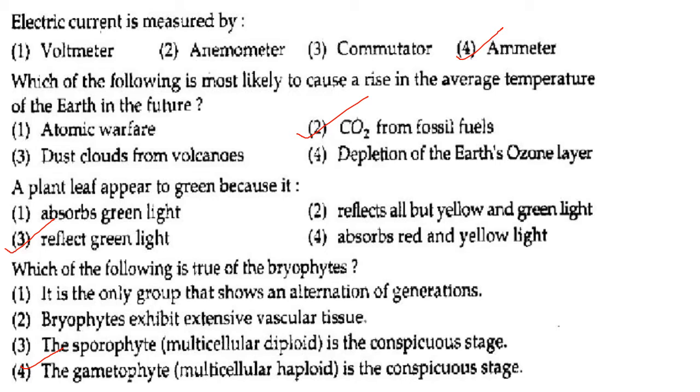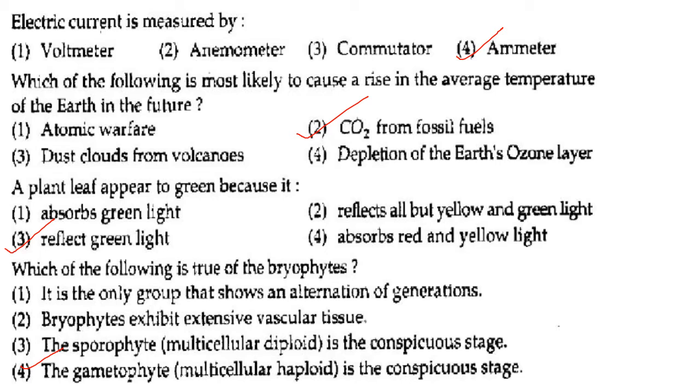Next one, a plant leaf appears to be green because it: Option 1, absorbs green light. Option 2, reflects all but yellow and green light. 3, reflects green light. 4, absorbs red and yellow light. Answer is option 3, reflects green light.